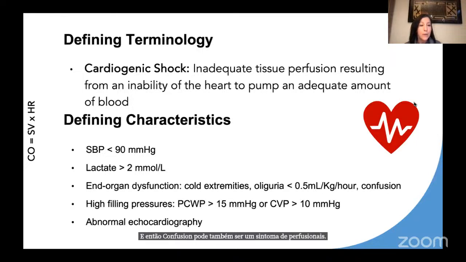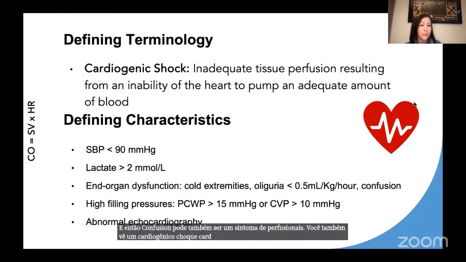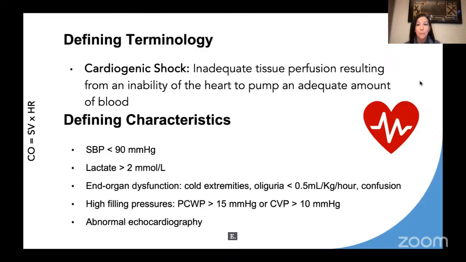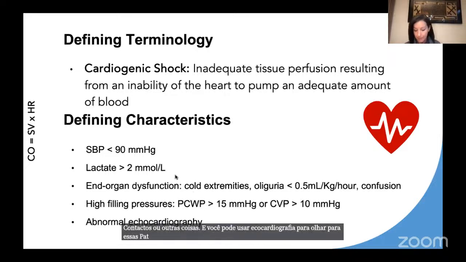You'll also see high filling pressure in cardiogenic shock. This can be measured with central venous pressures greater than 10, or a pulmonary capillary wedge pressure greater than 15 millimeters of mercury. We can talk a little more about high filling pressures in a bit. Additionally, you may see abnormal cardiac contractility or valve problems, and you can use echocardiography to look for those pathologies.